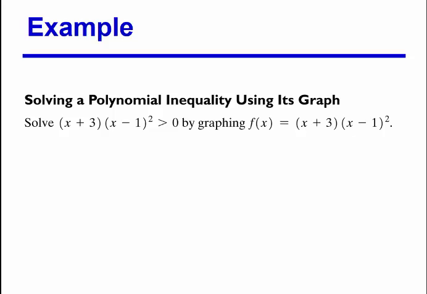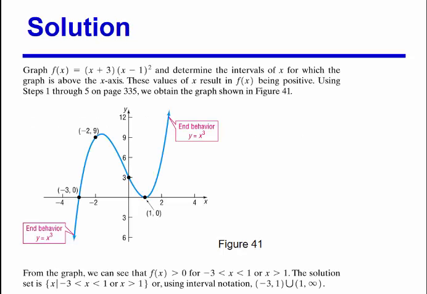So when we're going to go ahead and solve this one, which is x plus 3 times x minus 1 squared is greater than 0 by graphing, what we're going to do is graph the function f of x is equal to x plus 3 times x minus 1 squared. So when you graph the function and determine the intervals of x for which the graph is above the x-axis, the values of x result, in other words, in f of x being positive.